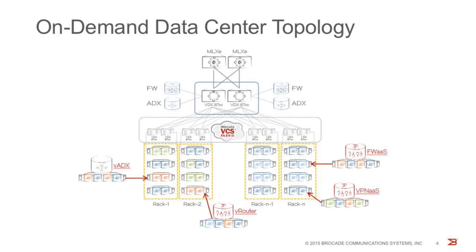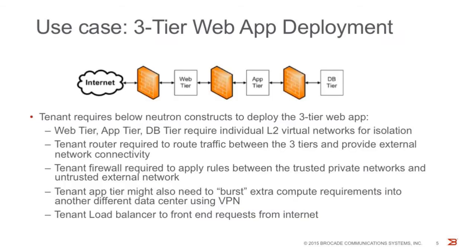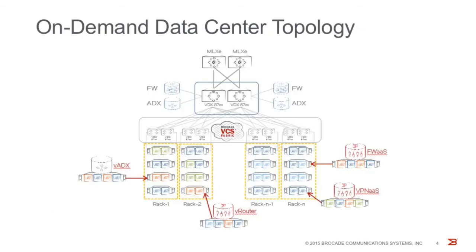You have your underlay, which is our Ethernet fabric, the VCS fabric. You have the border core routers, the MLXs. You have physical firewalls, physical load balancers. This is what the data center is looking like today. And going forward, you might even replace that VCS fabric, which is a layer 2 fabric, with an IP fabric. With that, I will hand it over to Karthik, who will walk you through a use case that goes through an on-demand data center.